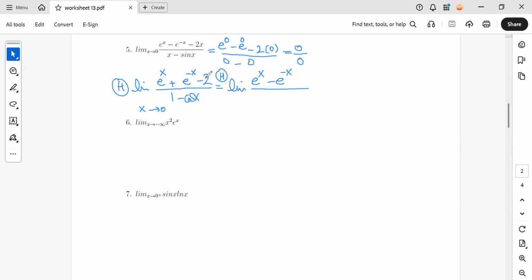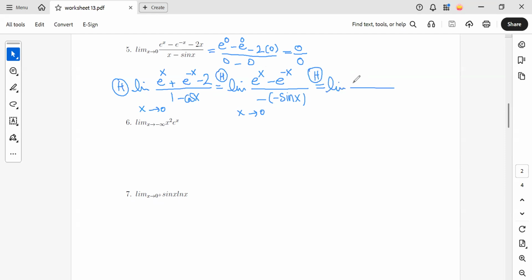The derivative of 2 as a constant is 0, and in the denominator, derivative of 1 is 0, minus derivative of cosine, which is negative sine of x, when x is approaching 0. Again, when we plug in 0, we would have e to 0, which is 1, minus e to negative 0, which is 1, over sine of 0, which is 0. So again, we would have 0 over 0, and it is time to use L'Hopital again.